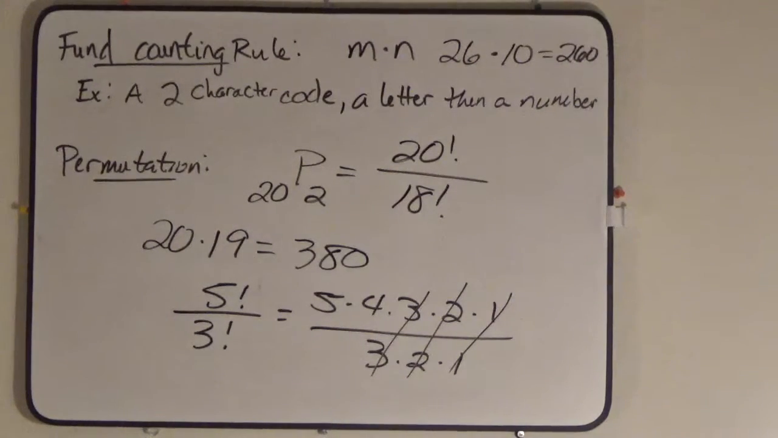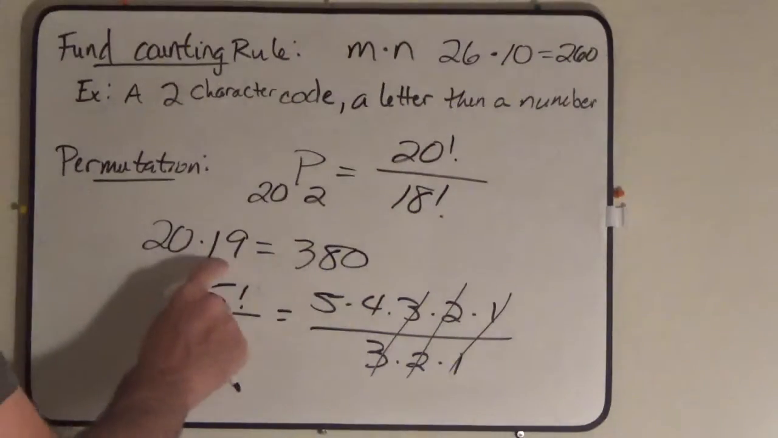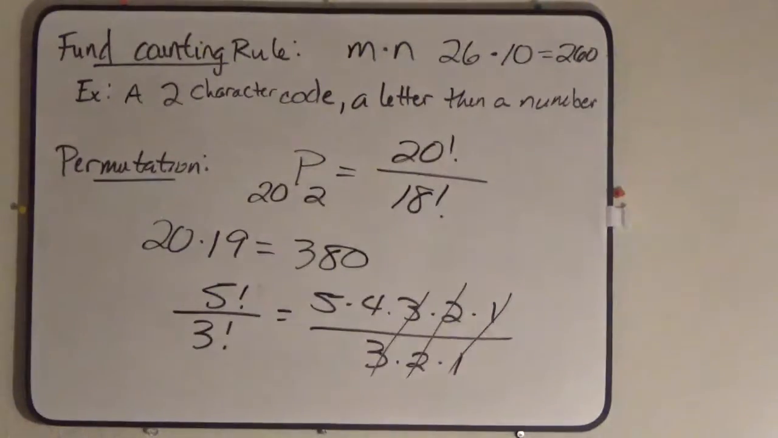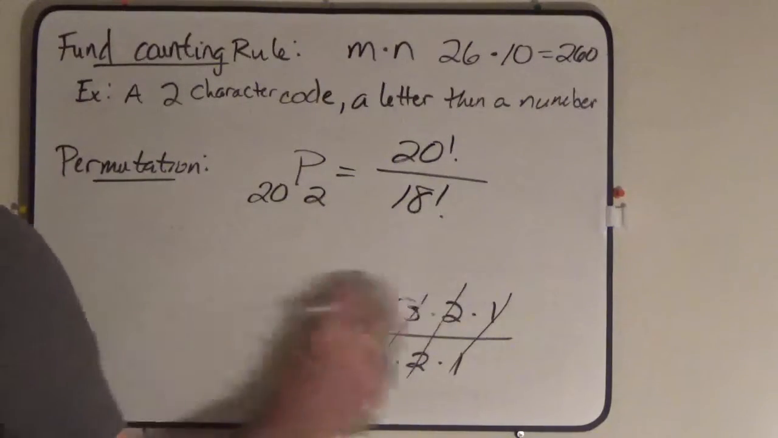So on the top here, where it was 20 over 18, I only have to carry 20 down to 19 because 18 and below would cancel out with each other. Okay, so there's your permutations.